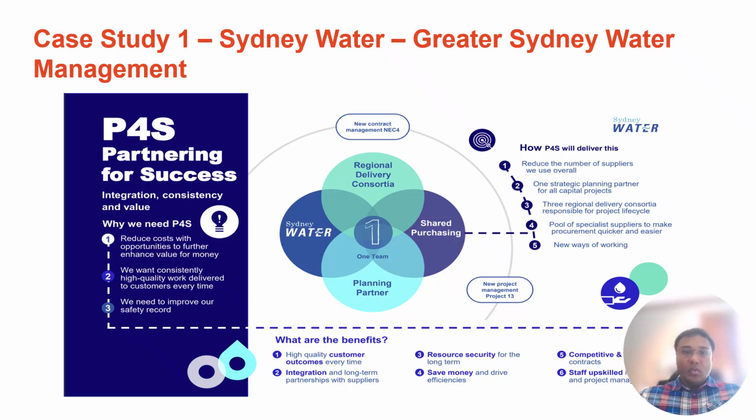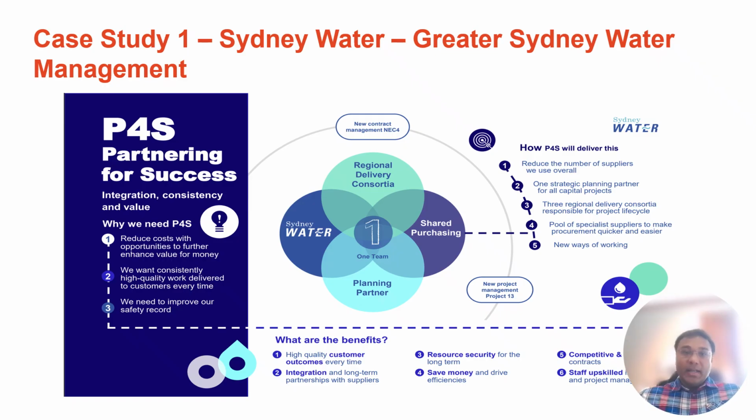Assets currently include 243 reservoirs, 16 wastewater treatment plants, probably 830 or so pumping stations, 22 to 25,000 kilometers of water mains, and 25,000 kilometers of sewers. So how would Sydney Water manage these through the procurement process?